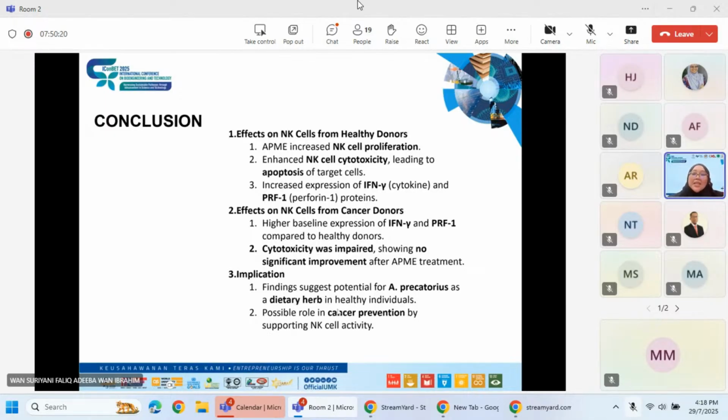We suggest the potential of using this Erbis picatorius as a dietary herb in healthy individuals, with a possible role in cancer prevention rather than, how to call it, like a treatment. Prevention is better, so as to support the NK cell activity. However, of course, further study is needed in order to confirm all these theories.